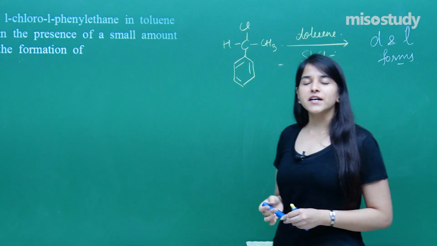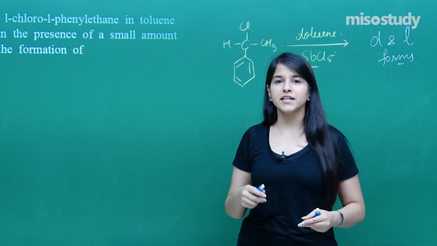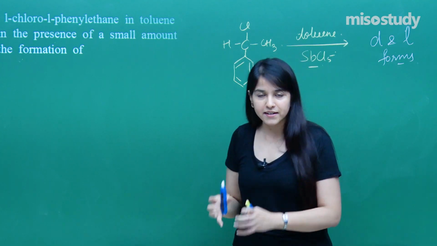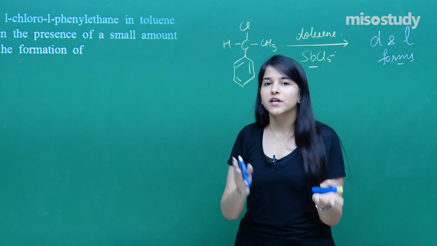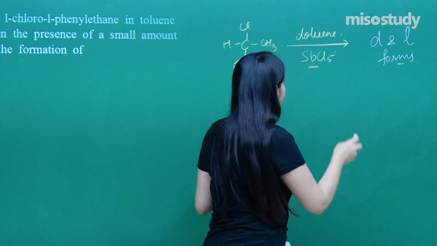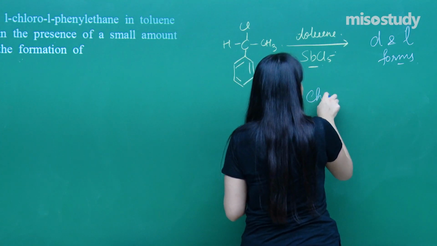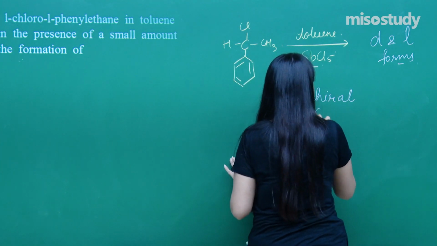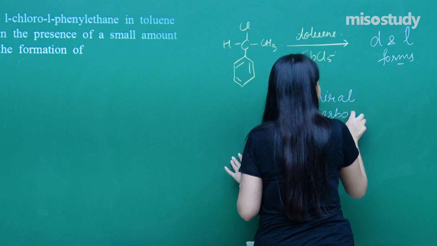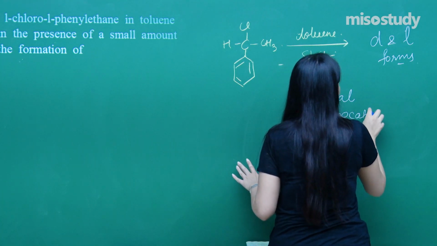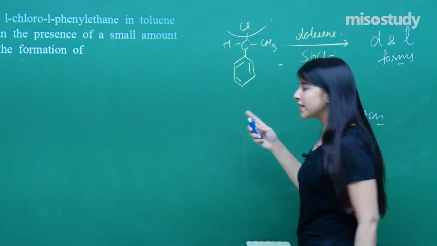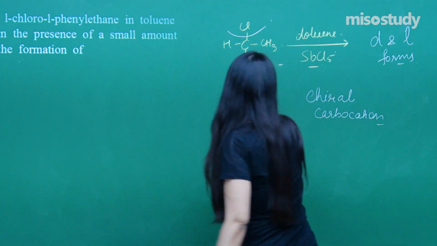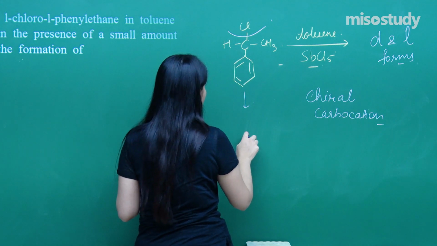We might have studied, and definitely we have studied, the case whenever there is the chiral carbon and it actually racemizes into the enantiomers. So how do we obtain a chiral carbocation? The reaction would be something like this. This chlorine will go off and we get a carbocation over here. That is the intermediate step that I am drawing over here.